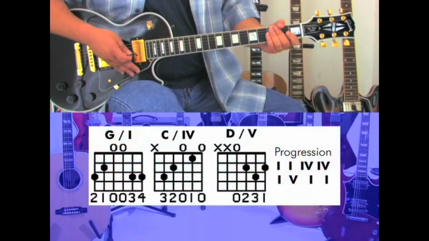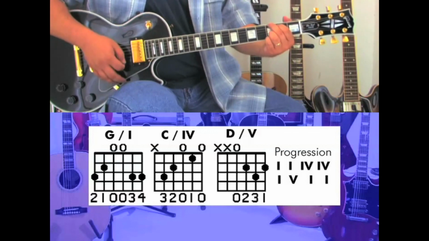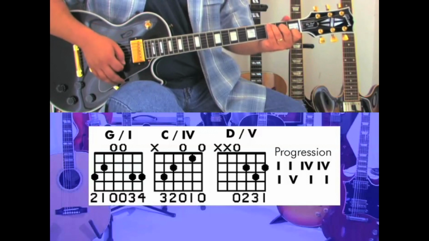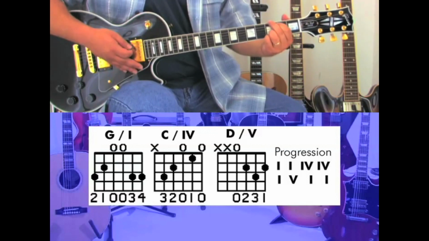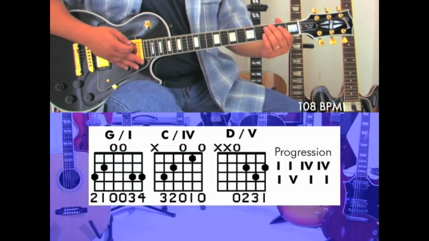Here we have a 1-1-4-4-1-5-1-1 in the key of G. This is G, G, C, C, G, D, G, G. 1, 2, 3, 4.